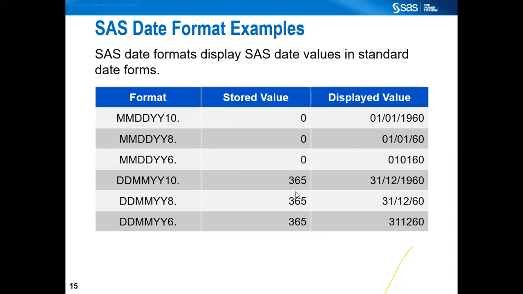So the original date is 365, that is 1 year later than 1st Jan 1960. So this is what it's telling. It's the end of the year. Okay. Then when you decrease the width, it's showing it like this. When the width is still decreased to 6, the same date appears like this. All good?